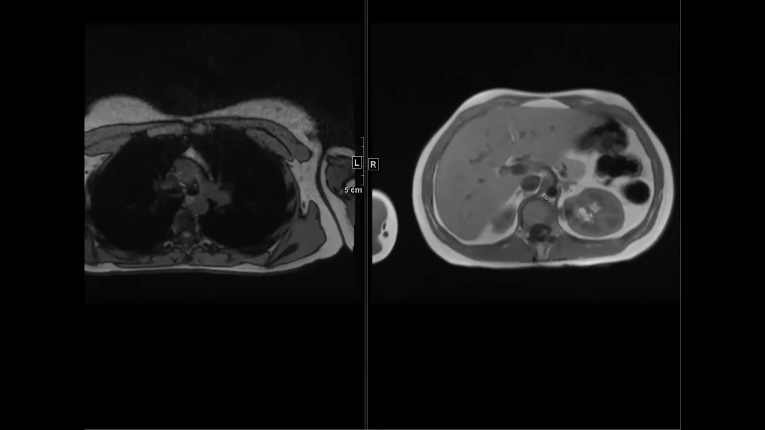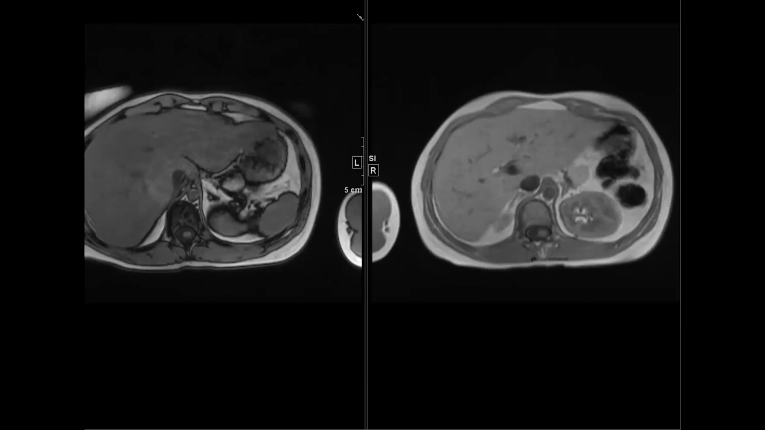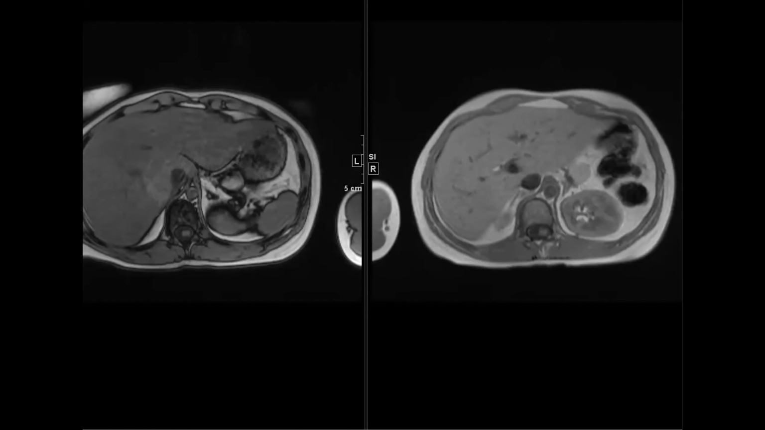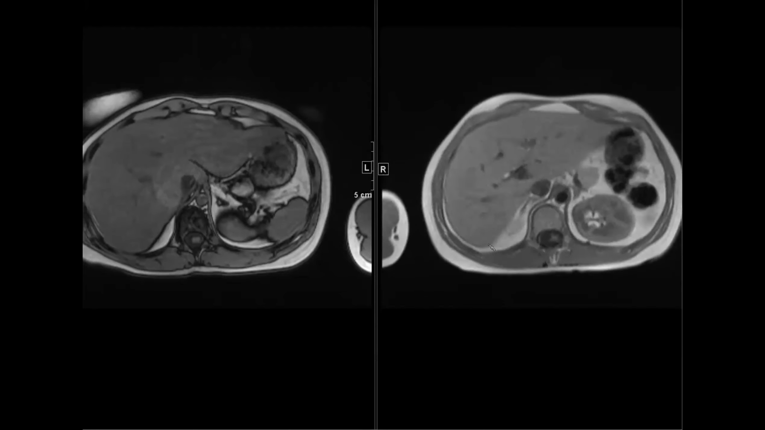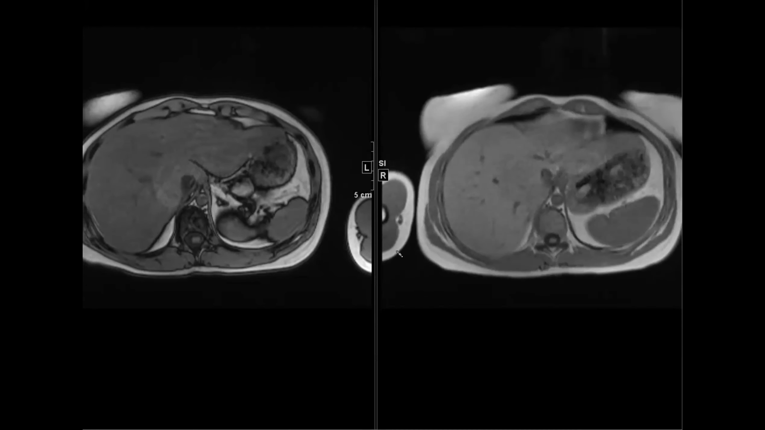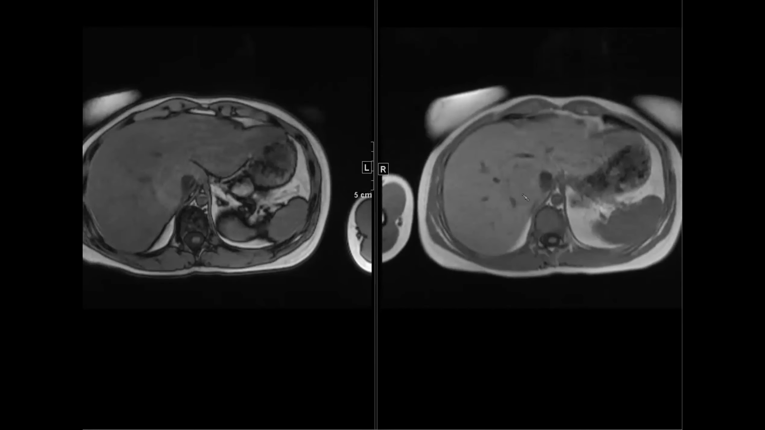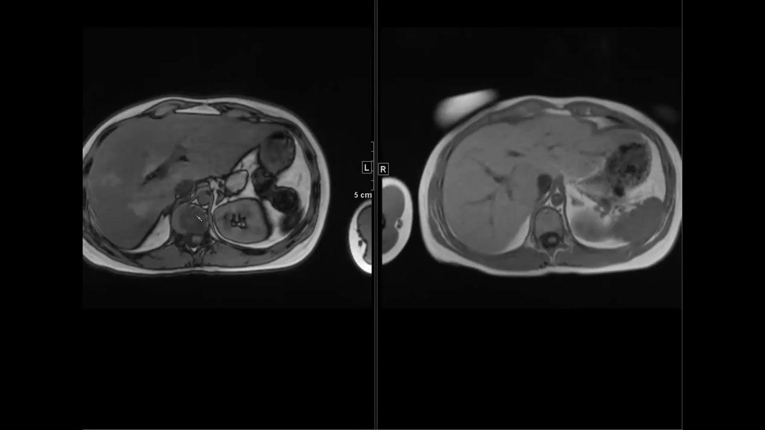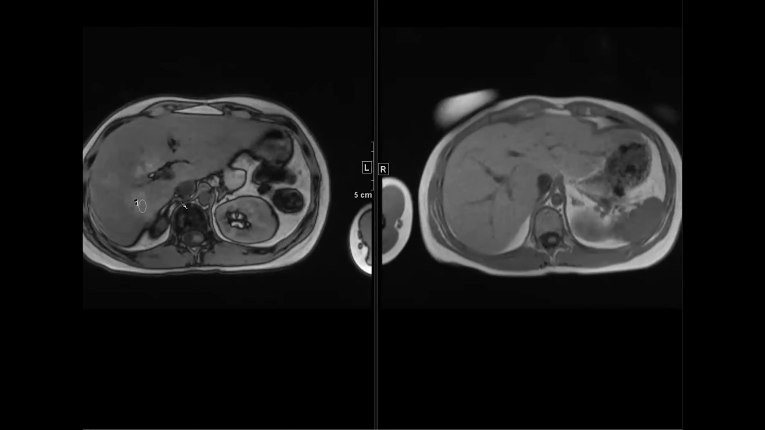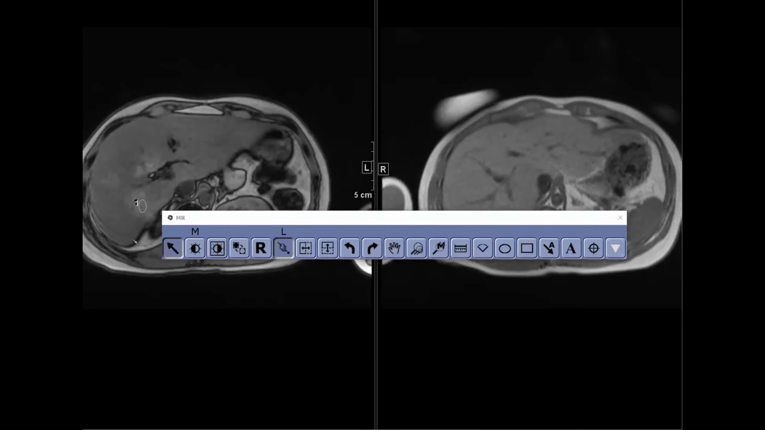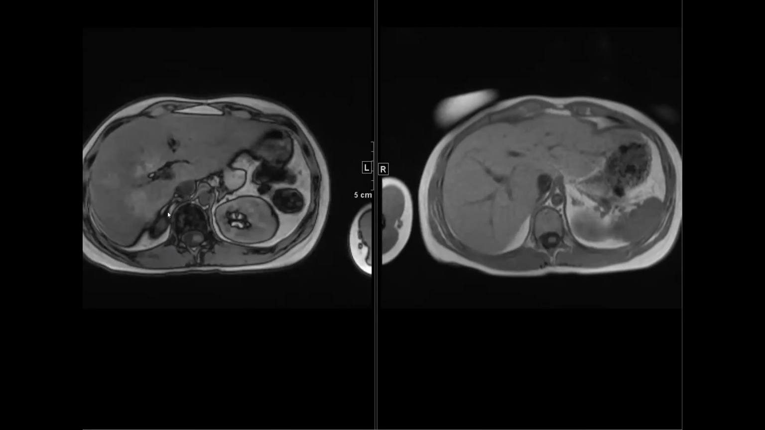And so here's the in and out. Hopefully you can see it pretty well. But so we can see that the liver is fatty. And just looking at this dominant lesion here, there's no dropout in that, right? It doesn't look like this. Well, that's a question. Is there dropout?